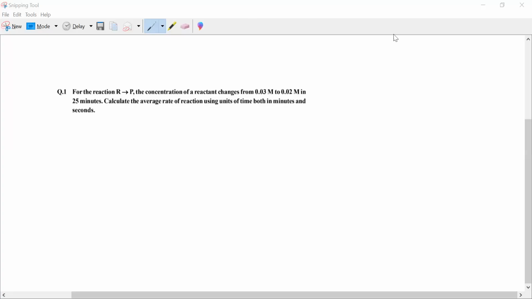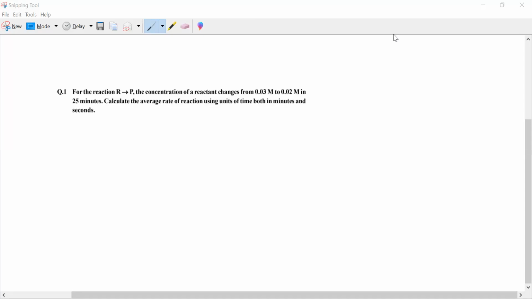This is for the reaction R to P. The concentration of a reactant changes from 0.03 M to 0.02 M in 25 minutes. Calculate the average rate of the reaction using units of both time in minutes and in seconds.